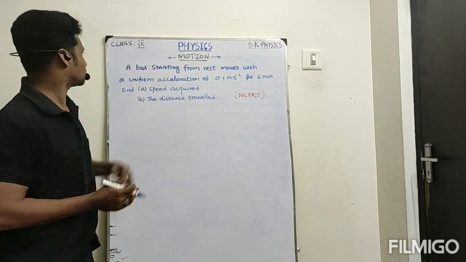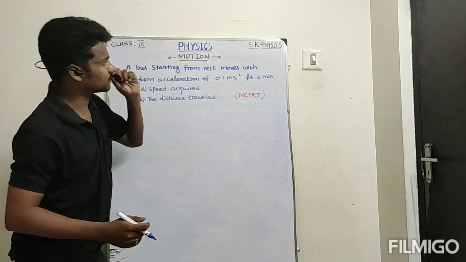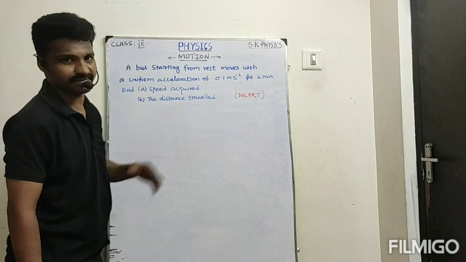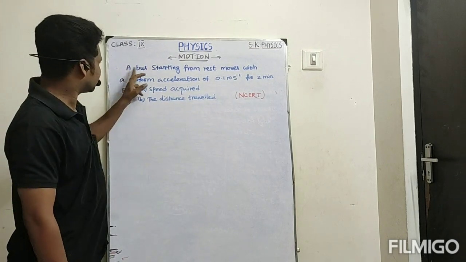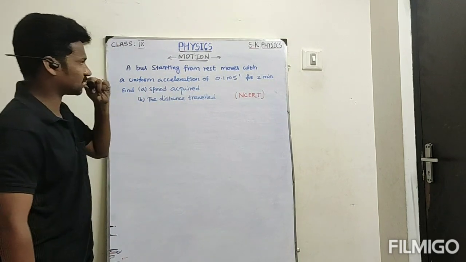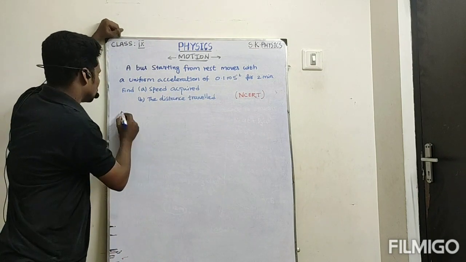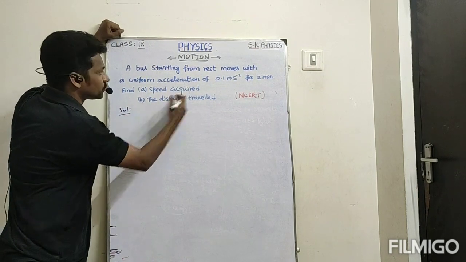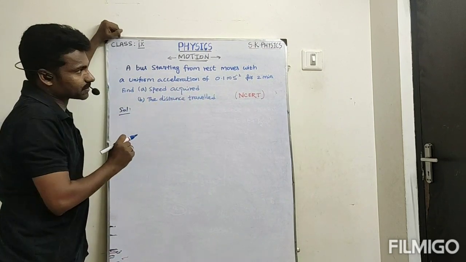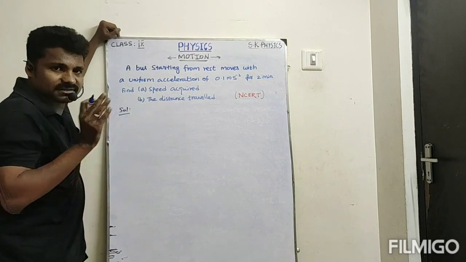Okay, dear students, see the next question from 9th standard, the motion chapter. It is one of the problems from inside the textbook, so I mention it as NCERT. So please listen. A bus starting from rest moves with a uniform acceleration of 0.1 meter per second square for 2 minutes. Now they're asking about the speed and the distance traveled.